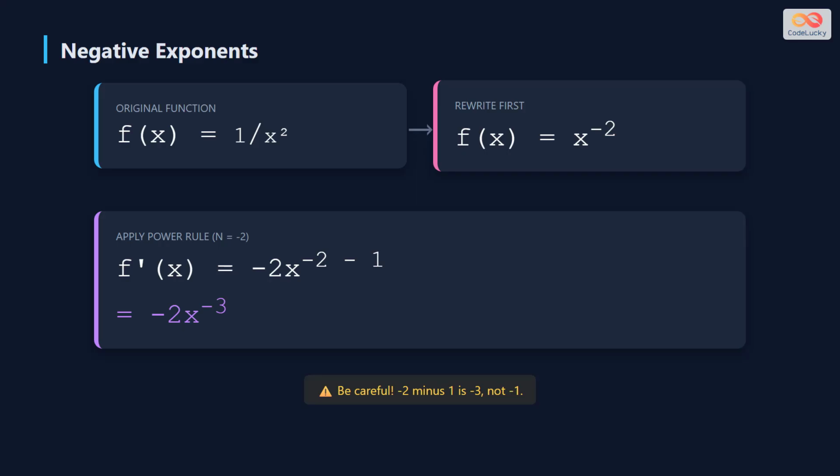This rule works for negative exponents too, but you must be careful with subtraction. For 1 over x squared, we first rewrite it as x to the negative 2. When we subtract 1 from negative 2, we get negative 3, not negative 1. So the derivative is negative 2x to the negative 3rd power.